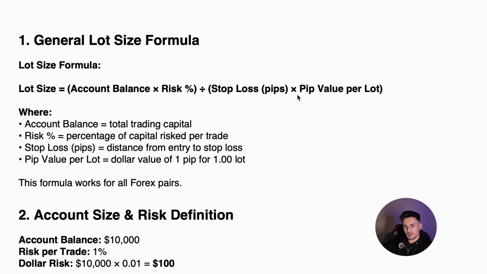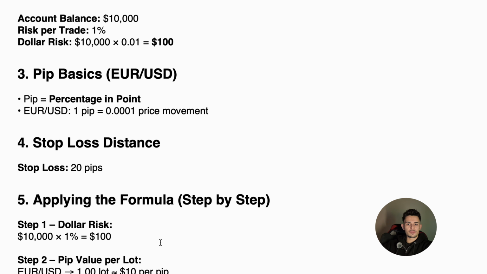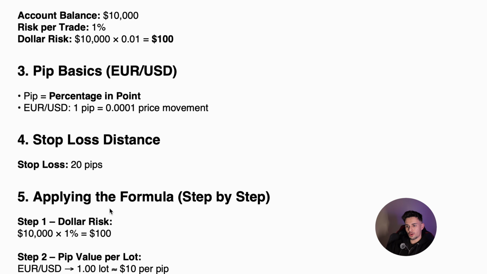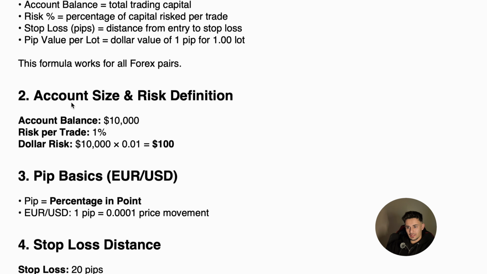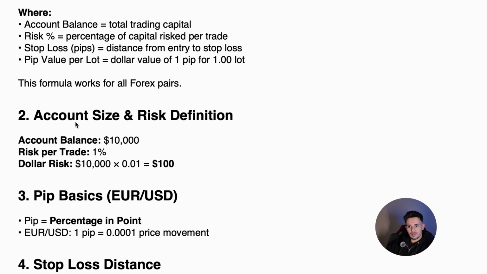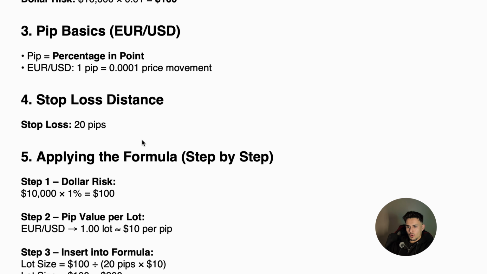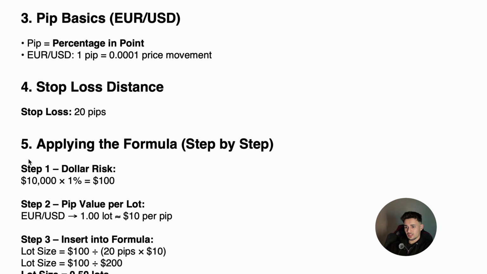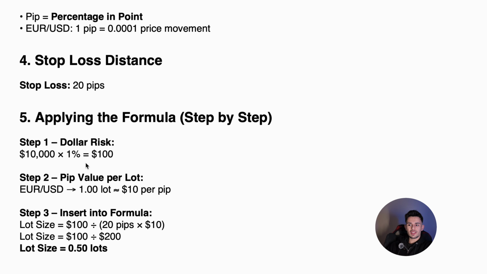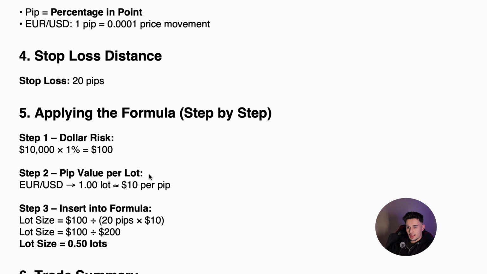On EUR/USD, you can see that one pip equals 0.0001 price movement. Then you apply the values that you have for your position into this formula. Let's say your total capital is 10K. You want to risk 1%, this will be $100. Step 1, we want to find out the risk. You have 10K in total, you want to risk 1%, that will be $100, right? No witchcraft, that's not difficult. Step 2, the pip value per lot. We know that on EUR/USD, one lot equals $10 per pip. Then step 3, we insert these values into the formula.